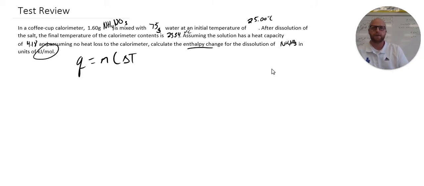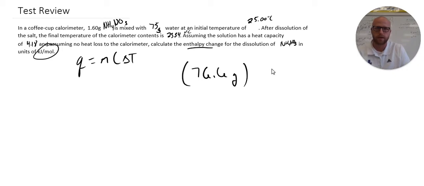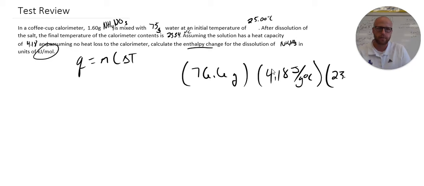Right. So first step with calorimetry, we always want to find the heat. So we have the mass. The mass is going to be 76.6 grams. That's the mass of the ammonium nitrate plus the mass of the water, times 4.18 joules per gram degree Celsius, times the change in temperature. In this case, it's 23.34 minus 25.00 degrees Celsius.